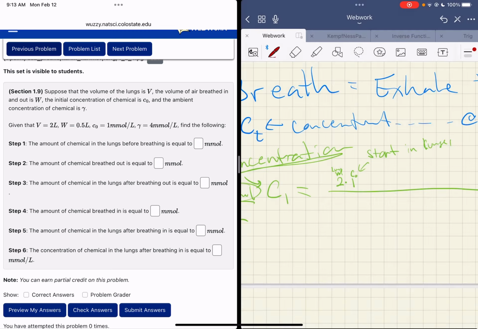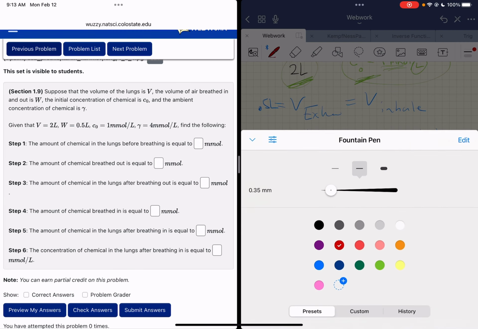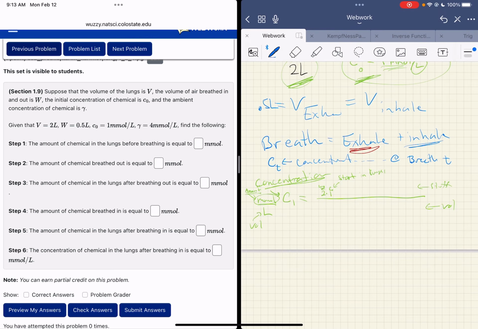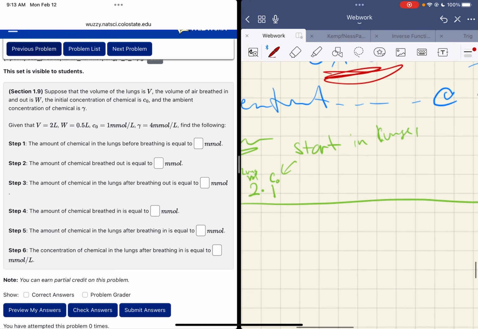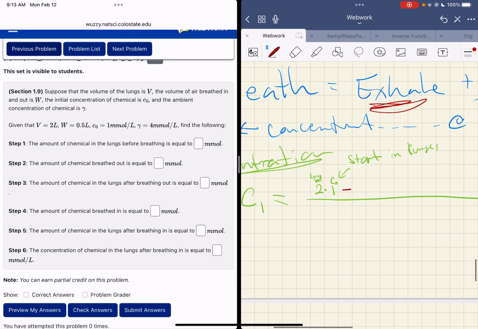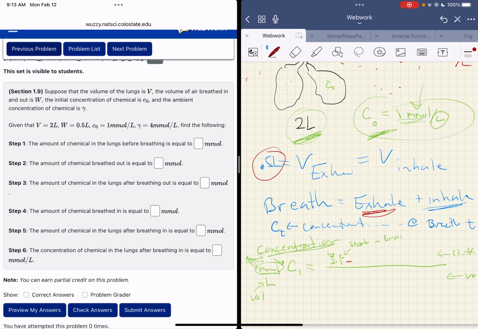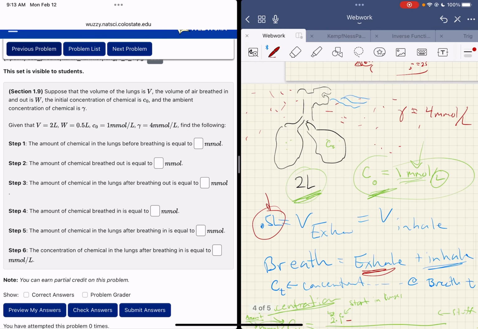And then I'm going to take a breath. What's a breath? It's an exhale followed by an inhale. When I exhale, I'm getting rid of stuff, taking away stuff in my lungs. How much do I exhale? And when I say how much, I mean what amount, how many millimoles? Well, what I know about my exhale is that its volume is 1/2 liter. And I also know the air of that exhale is coming from my lungs.